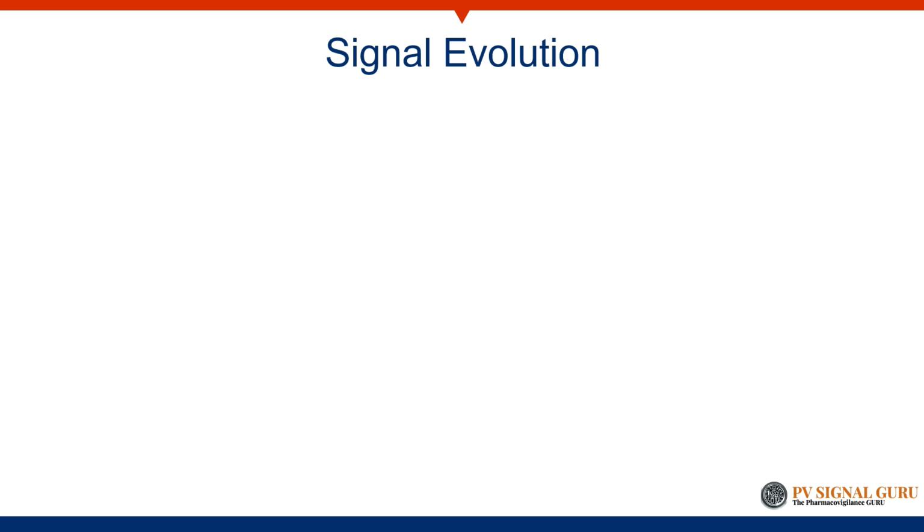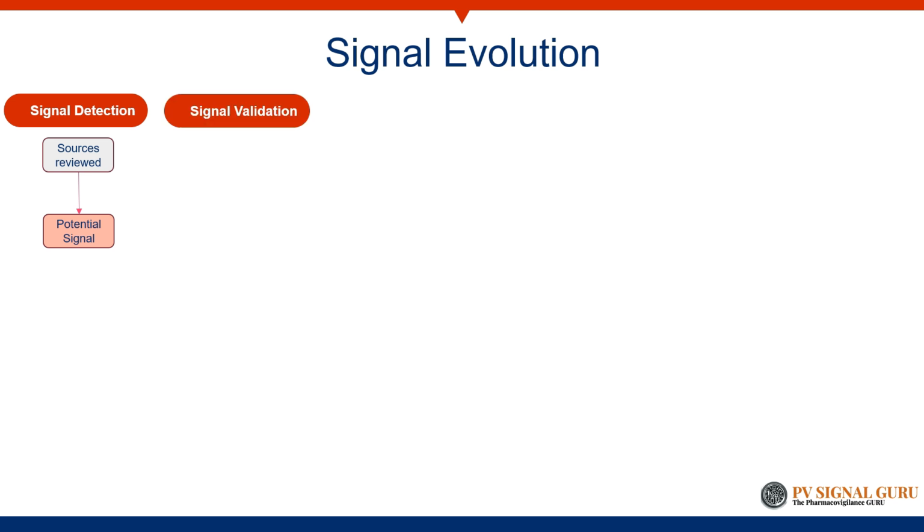So now let's explore the stages involved in signal evaluation. Signal detection. A potential safety concern for a drug event pair is identified by reviewing various sources, and this sparks interest in performing verification action to validate the signal. The signal validation happens over here.